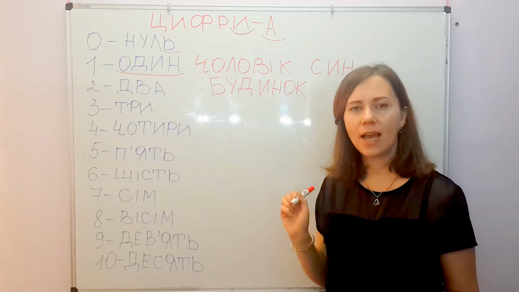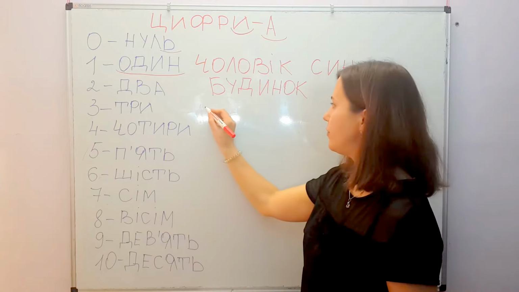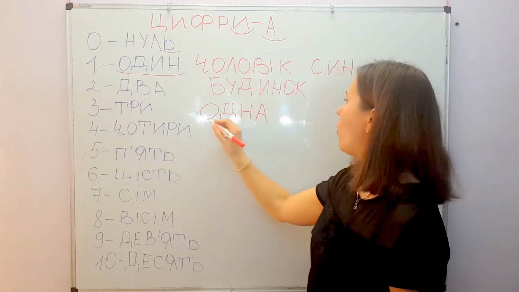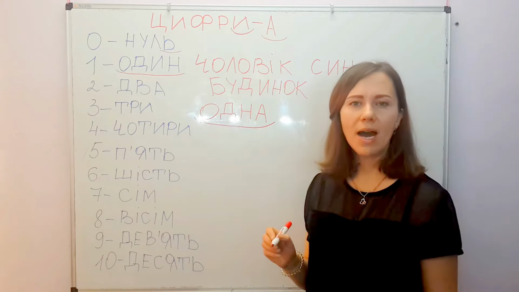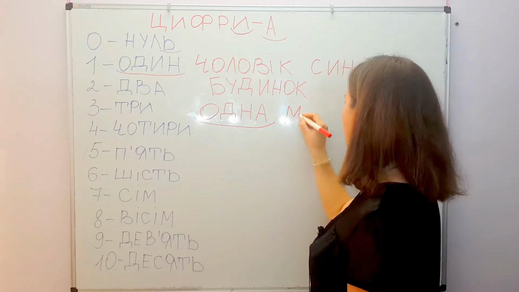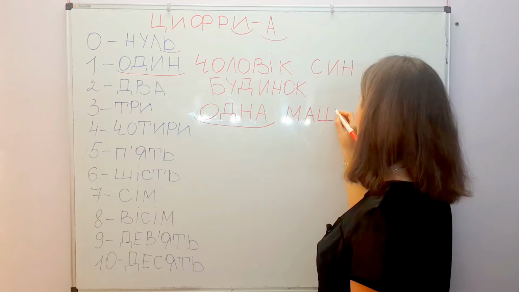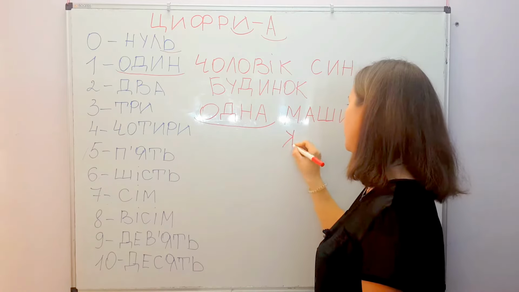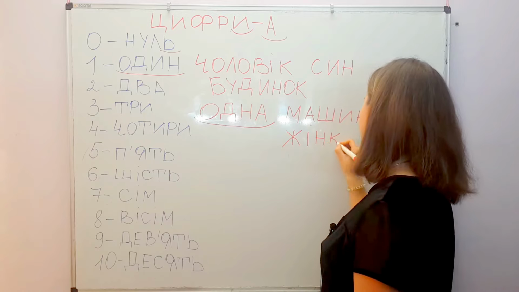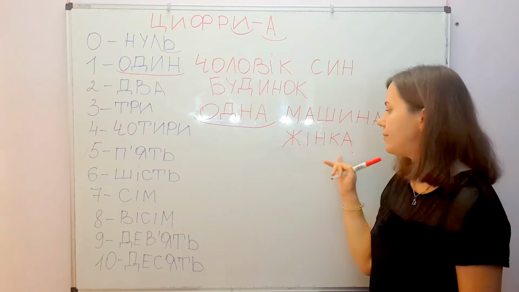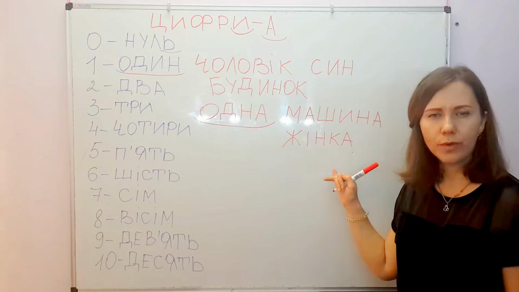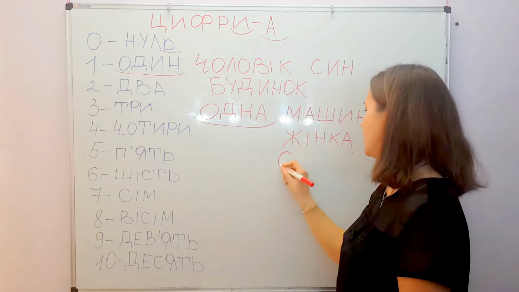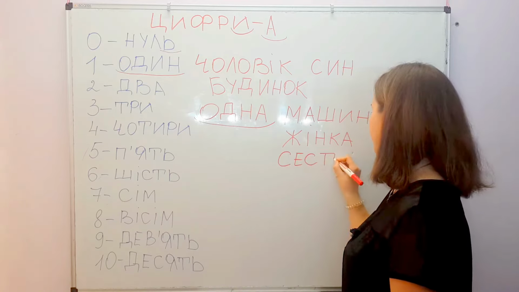For the feminine gender nouns, we can't use один. We use одна. Одна машина. One car. Одна жінка. One woman. Again, жінка can be a woman or a wife. So, одна жінка, одна сестра.